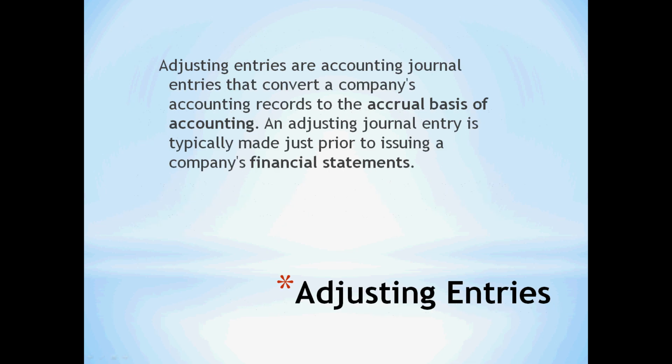Adjusting entries are accounting journal entries that convert a company's accounting records to the accrual basis of accounting. An adjusting journal entry is typically made just prior to issuing a company's financial statements.